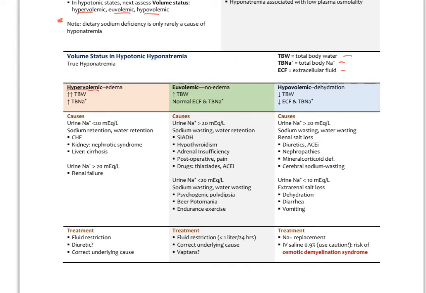They're going to have a total increase of total body water, and they might have a total increase of sodium, but because the water is higher in proportion to sodium, they're going to get hyponatremia. And the cause here is generally heart failure, kidney disease like nephrotic syndrome or renal failure, and liver cirrhosis. And we can further differentiate that by checking the urine sodium. A low urine sodium means it's going to be CHF, nephrotic syndrome, or liver. A high urine sodium will be renal failure.